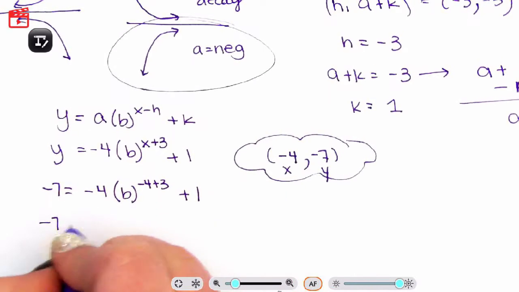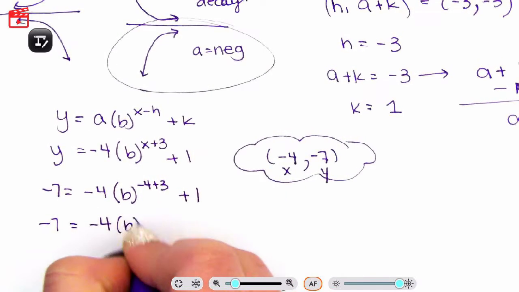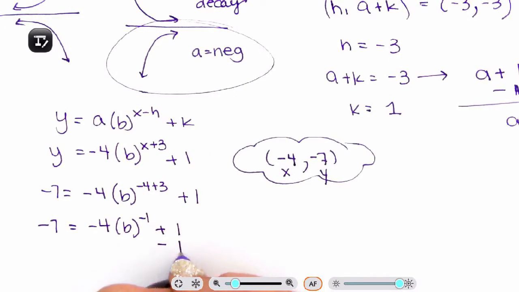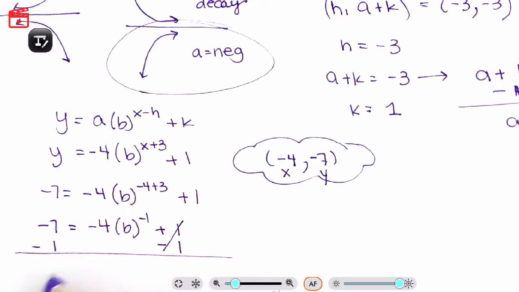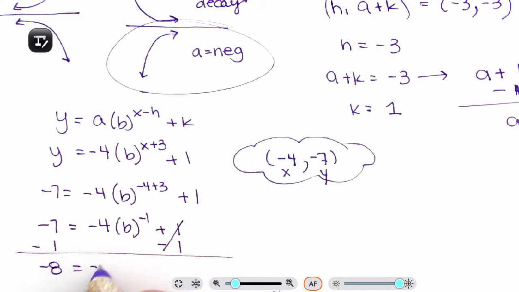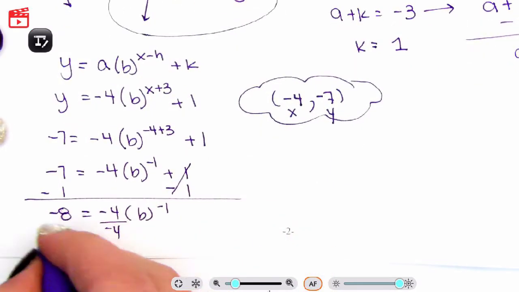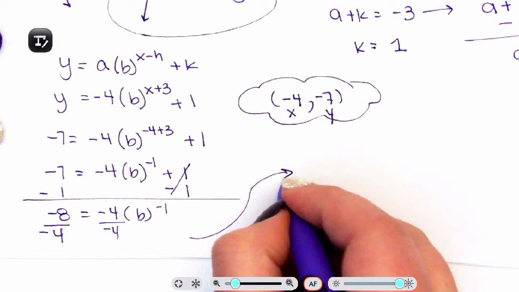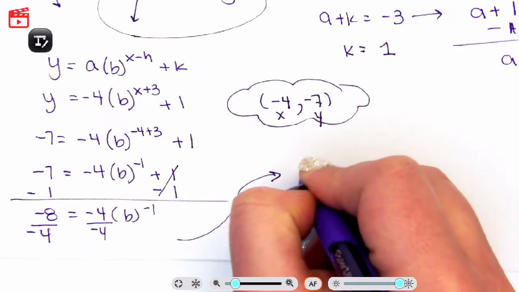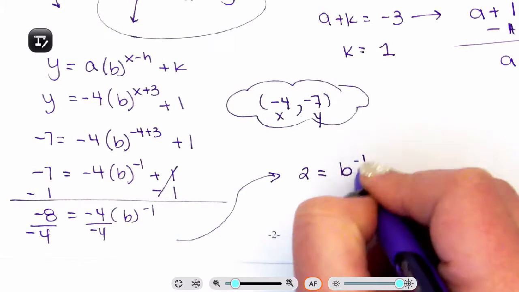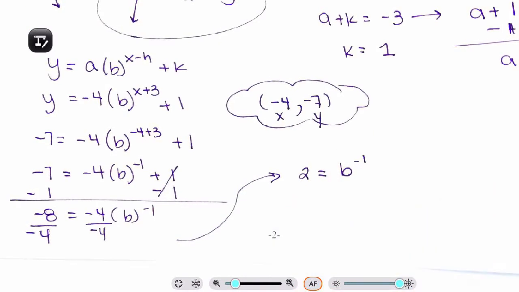So I have negative 7 is equal to negative 4 times b to the negative 1 power plus 1. I'm going to subtract 1 first. So I have negative 8 is equal to negative 4 times b to the negative 1 power. Literally running out of room here, but that's okay. Divided by negative 4. Negative 8 divided by negative 4, that's positive 2 is equal to b to the negative 1st power. So again, the negative just means that b is a fraction.